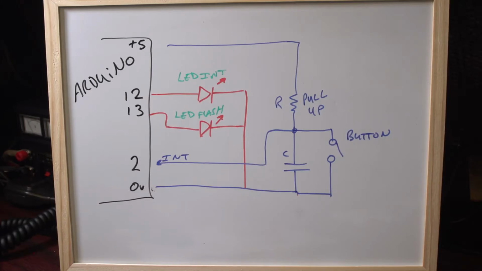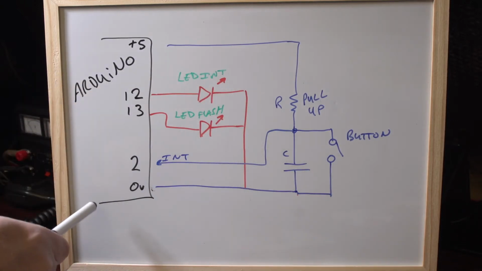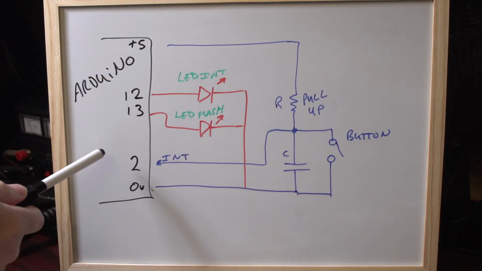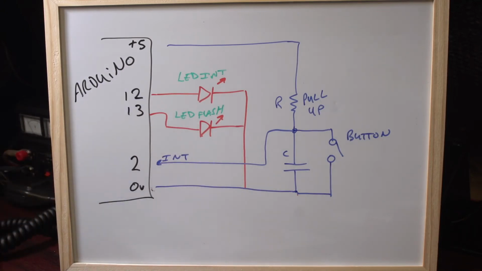Okay, so here we are with the circuit diagram. Here's our Arduino development board, and you'll notice we've got some pin numbers here. These are the pin numbers that are actually written on the board, not to be confused with the numbers on the chip itself. These are silk screen on the actual board.